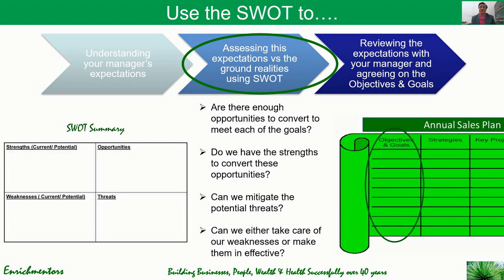Are there enough opportunities to convert and meet and exceed each of the goals? So first you look at opportunities and say, do I have enough opportunities to take those goals, each of those 4, 5, 6 goals that you have? If I don't have opportunity, you can say, no, this is a doubtful case. And then you could go back to your manager and say, sir, I understand you wanting me to take these goals, but there are not enough opportunities. This is why there are not enough opportunities.